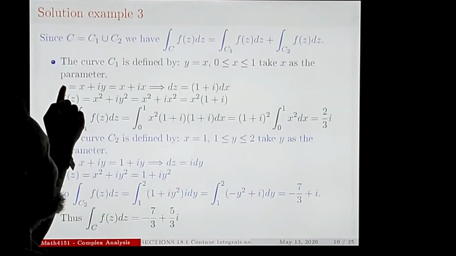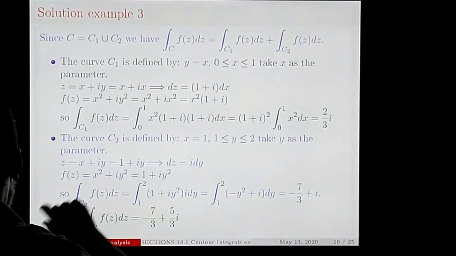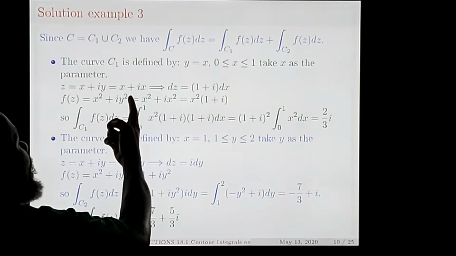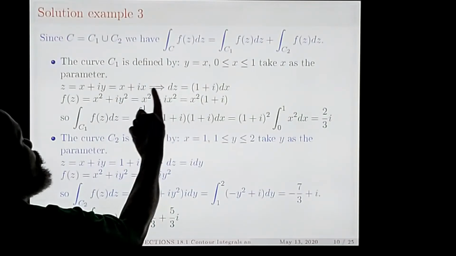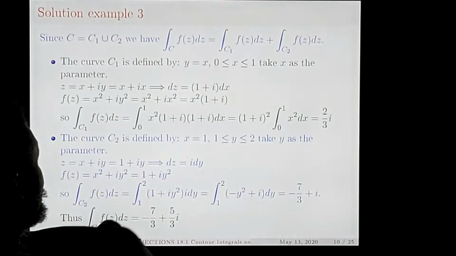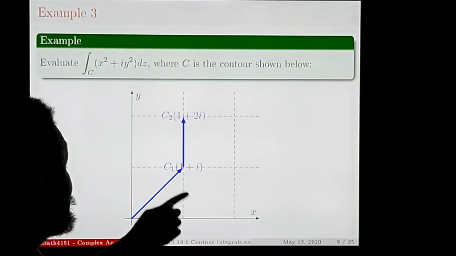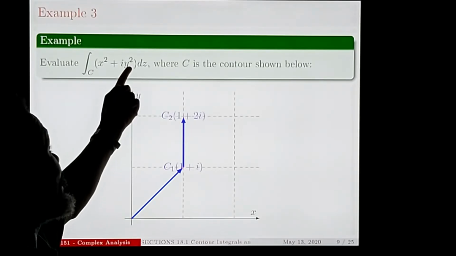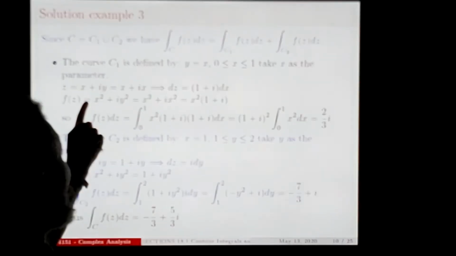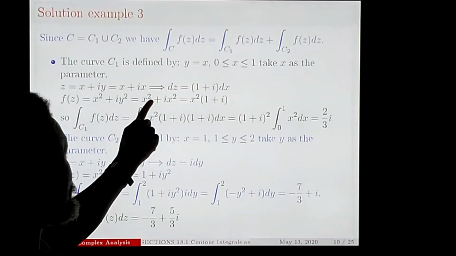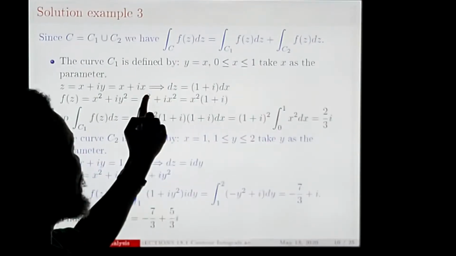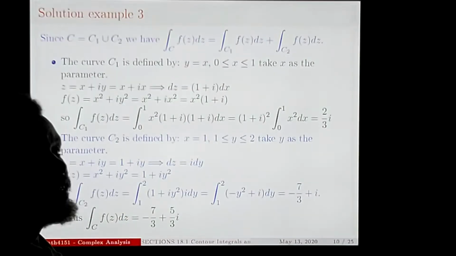So our z, as usual, is x plus iy. Z equals x plus iy. So we replace y with x, so we have x plus ix. If you differentiate this, you just get 1 plus i dx. And then f of z, don't forget what it was defined to be. F of z is x squared plus iy squared. So you replace y with x, so x squared plus iy squared is the same as x squared plus ix squared. And now you can factorize: if you pull out the x squared, you have 1 here and here you have i. Let's integrate.